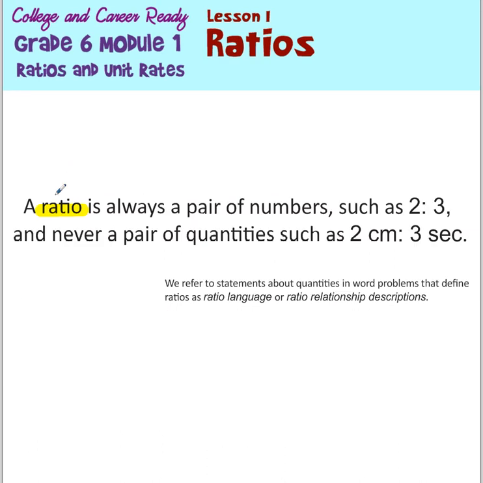So the first thing about our vocabulary is that the ratio is just the number. We would read this as 2 to 3. But we will have ratio relationships such as 2 centimeters to 3 seconds. So when we have those labels, those units on there, then we're talking about the ratio relationship. Sometimes we use that vocabulary interchangeably, but we need to be very careful about what we know and how we use it.